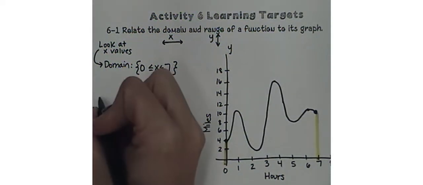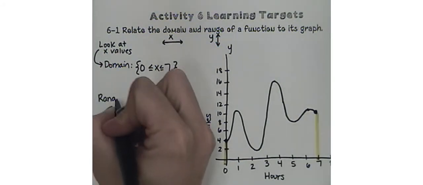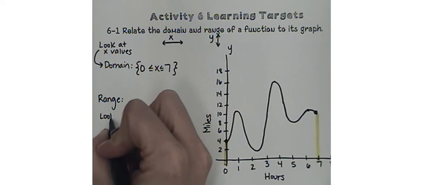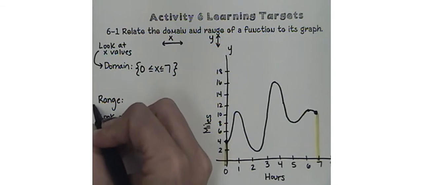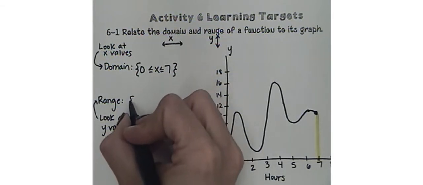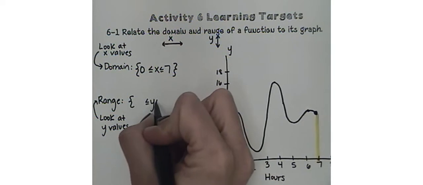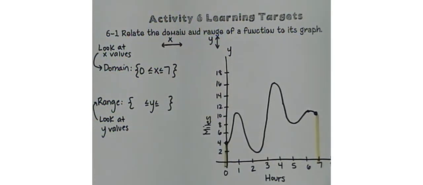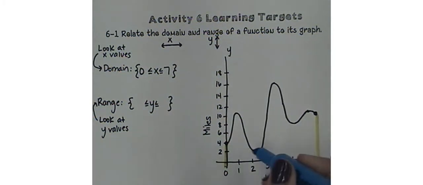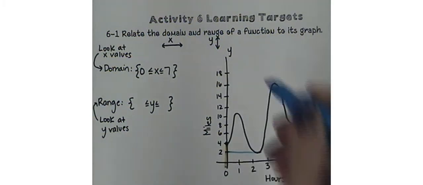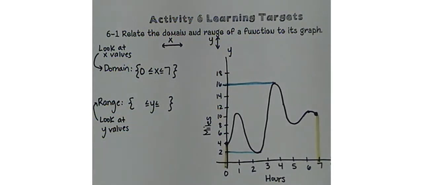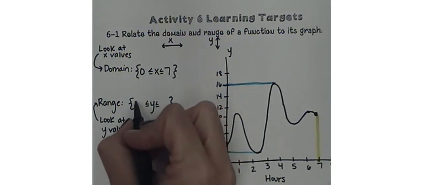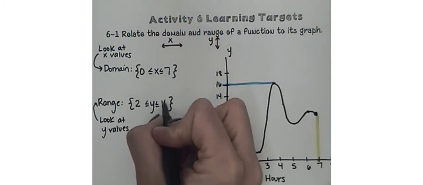So our range, remember we look at our y values. Again, set notation, so fancy bracket. So we're going to look vertically up and down. So low to high. I'm at 2, and it goes all the way up to 16. So my lowest y value is down at 2, and the highest is up at 16.